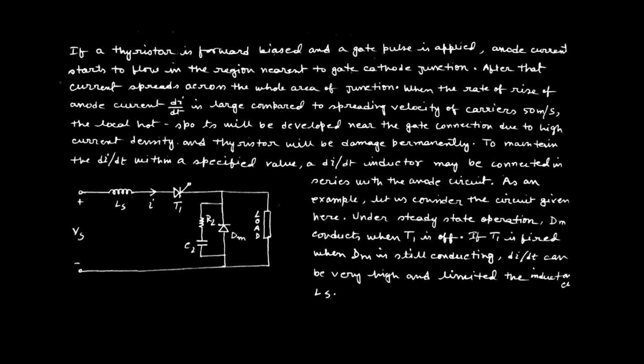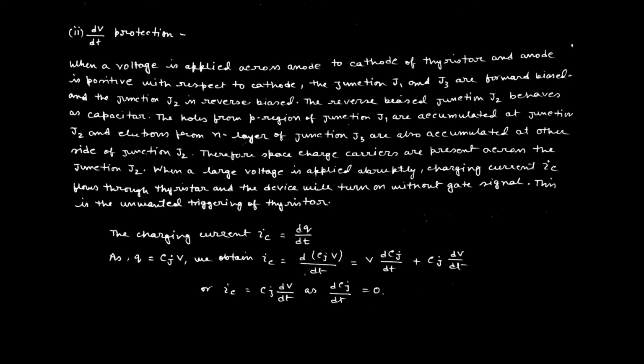So, the next is dv/dt protection. This is dv/dt protection. When a voltage is applied across anode to cathode of a thyristor and the anode is positive with respect to the cathode, the junctions J1 and J3 are in forward biased condition. That is discussed many times before, and the junction J2 is in reverse biased condition. The reverse biased junction J2 behaves like a capacitor.